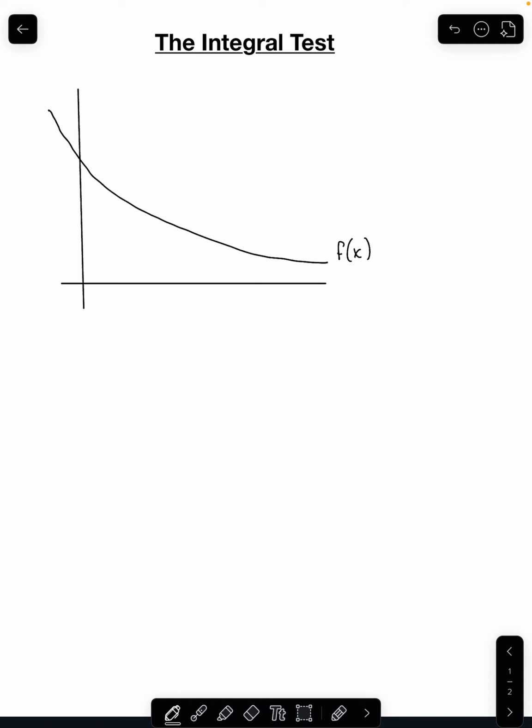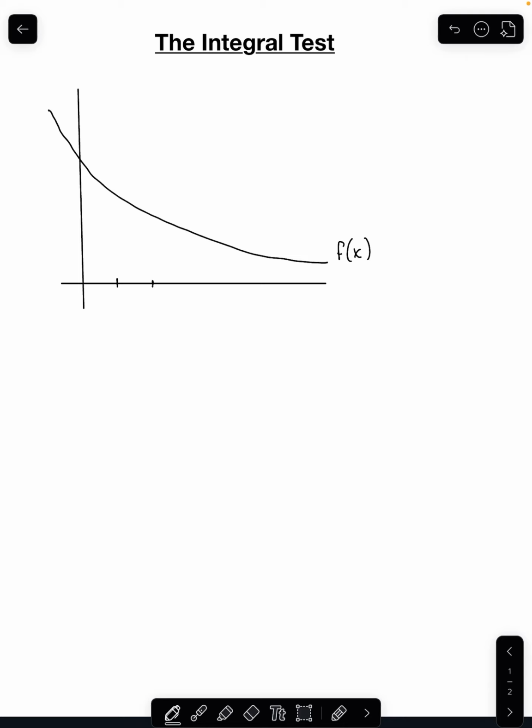We need it to be continuous in order to get away with using an integral. And we need it to be decreasing because, as we saw in the divergence test, the only possible way that a series can converge is if the terms drop to zero. Now, that doesn't guarantee convergence, but it's the only way to have a chance at it.